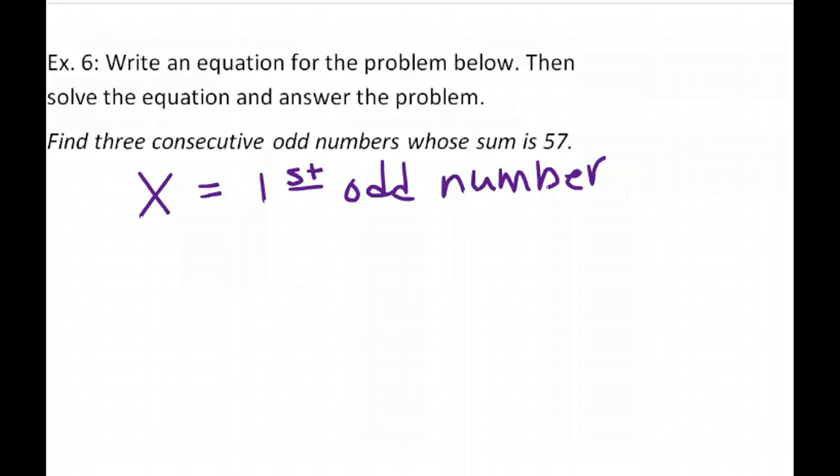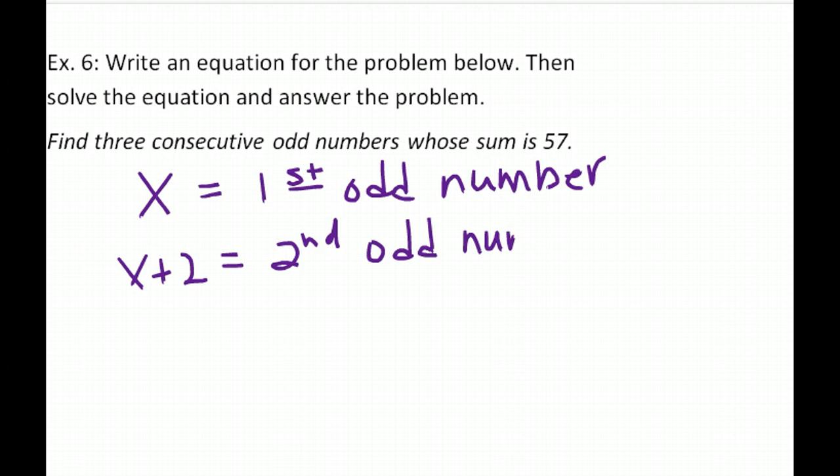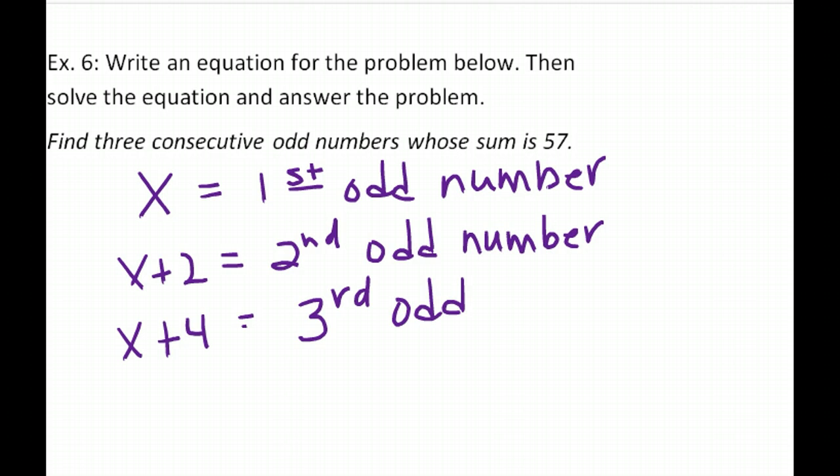All right, so what's the next odd number? Is it x plus 1? X plus 2, right? Because odd numbers are 1, 3, 5, so you got to add 2 to get to the next odd number. So x plus 2 is my second odd number. Then I got to go to the next odd number, so what do I have to add? 4, 2 more, right? So x plus 4 is my third odd number.